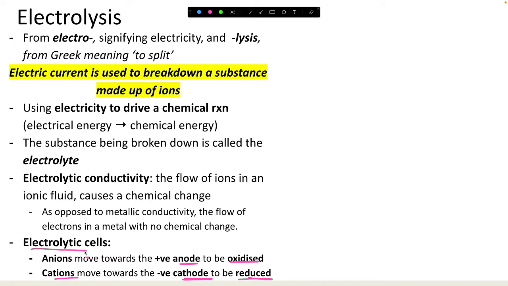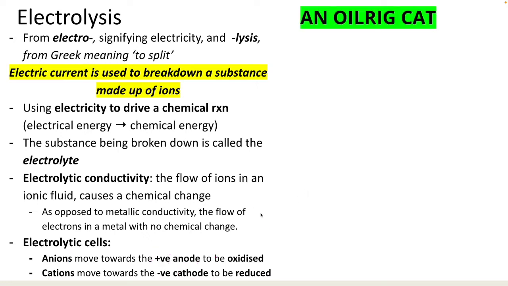This is due to electrostatic force of attraction: opposite charges attract. So in an electrolytic cell, if anions are moving towards the anode, it's got to have the opposite charge. Anions are negatively charged, so our anode in an electrolytic cell is positively charged. Cations are positively charged, so if they move to the cathode, that means it is negatively charged. What does this look like? It looks a little something like this.